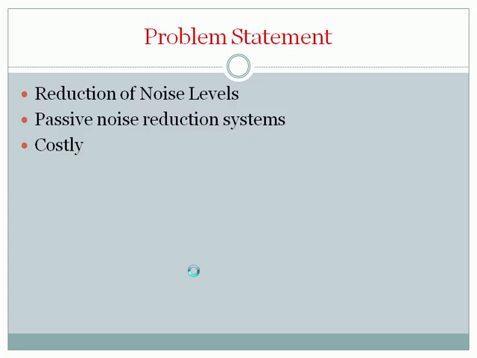My problem statement is the reduction of noise levels. There are environments where workers are exposed to high levels of noise, and there are hazards, for example hearing loss. Another problem statement is the passive noise reduction systems. Passive noise reduction systems are, for example, material that we have to use in order to reduce noise. But this is a problem because there are some places where we can't place these devices, and also it's very costly. It's more expensive because of the materials.